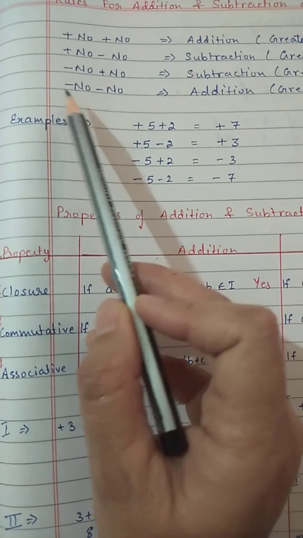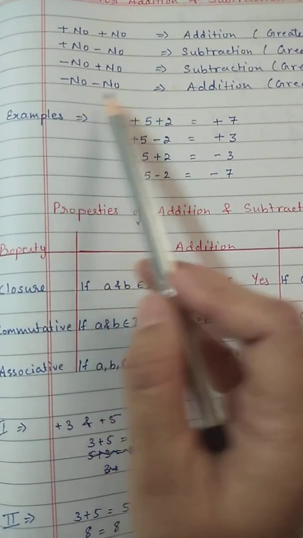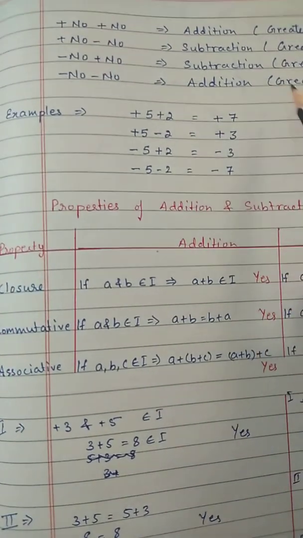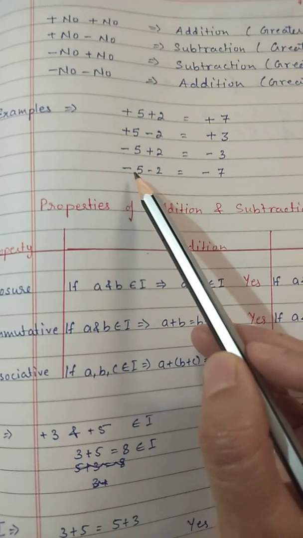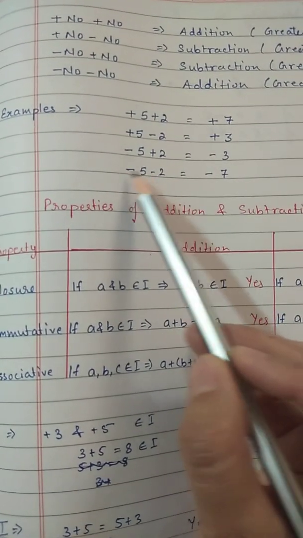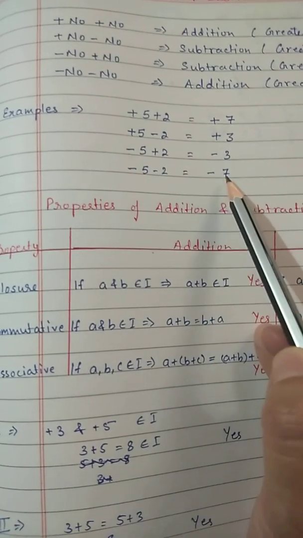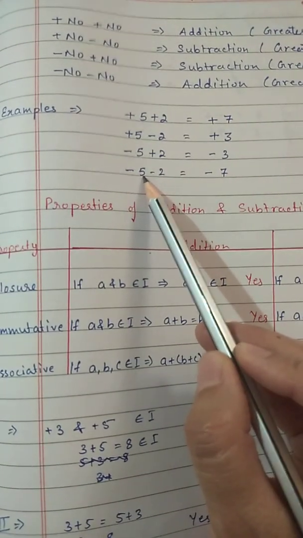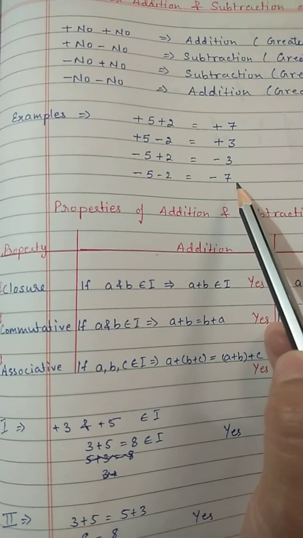Then the last rule: if both numbers have a minus symbol, in that case we have to do addition and the symbol will again be that of the greater number. Example, minus 5 minus 2. Here both symbols are minus, it means we have to do addition. 5 plus 2 is 7, and 5 is greater, 5 has a minus symbol, so the final symbol will be minus.